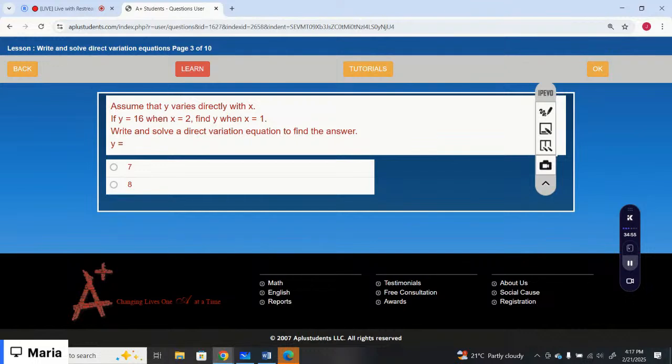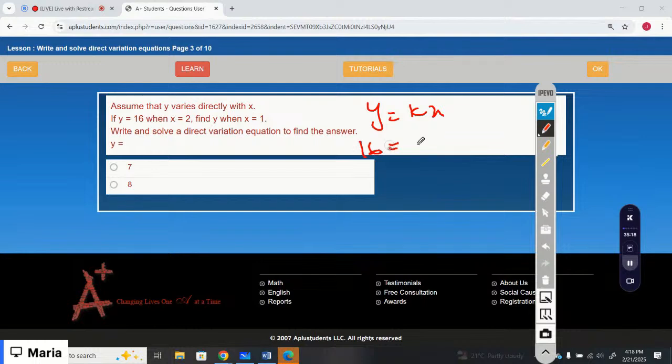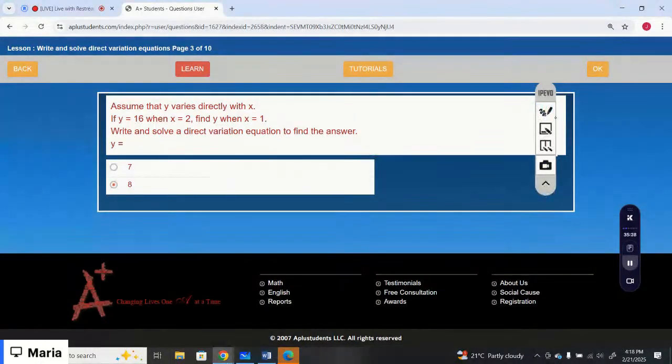Assume that y varies directly with x. If y equals 16 when x equals 2, find y when x equals 1. So you need to find y. The first thing you have to find is, when you are given a pair, use that pair and find the value of k. Y equals kx. Y is 16, x is 2. K equals 8. Option number 2 is the correct option.